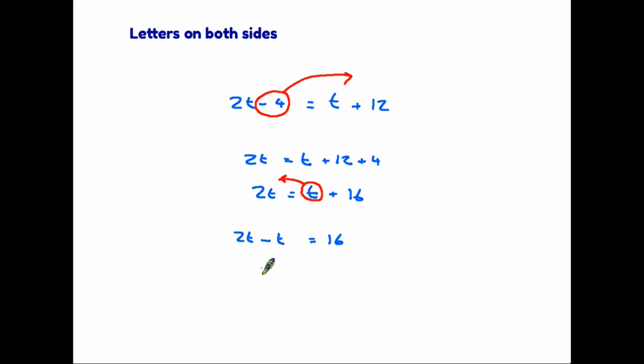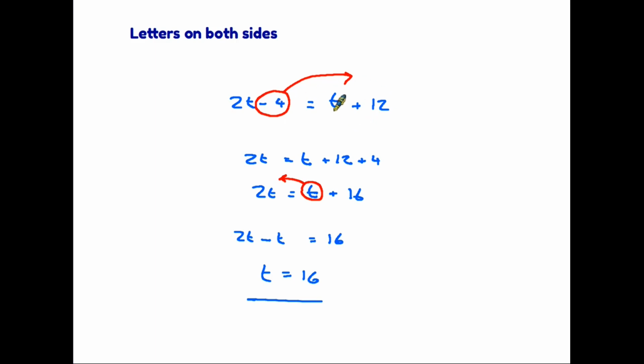Well, 2t minus a t just makes t. Therefore, I have t equals 16. It is worth noting in this case that I could have moved the t first to the left-hand side before I moved the 4. Also, as you become more confident at these, you can, if you are careful, move two things at the same time.